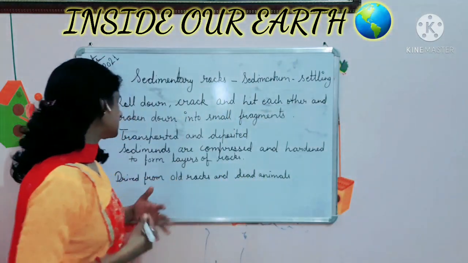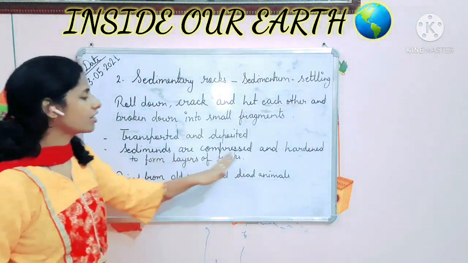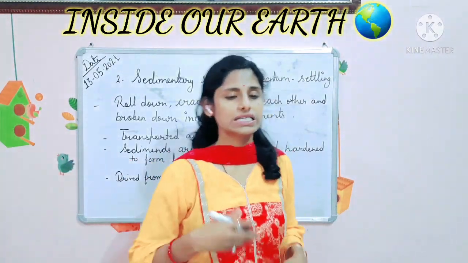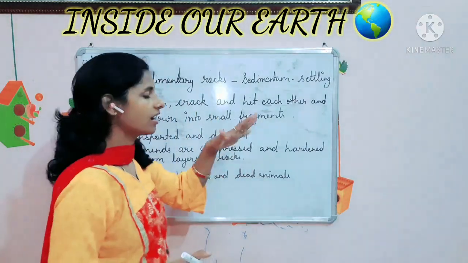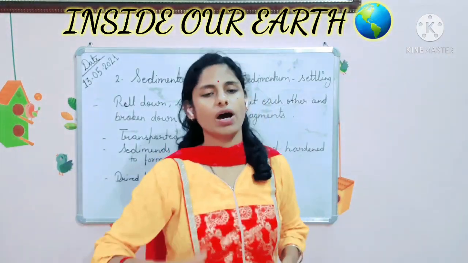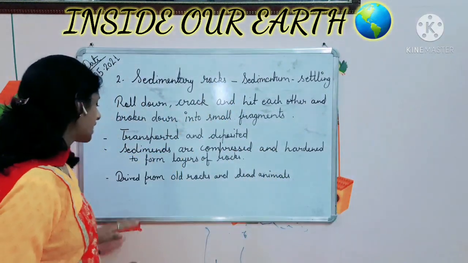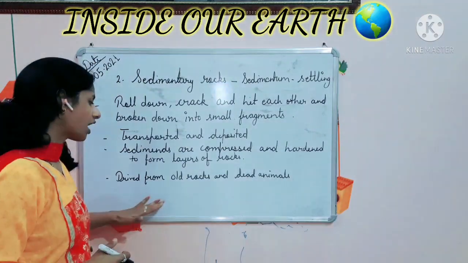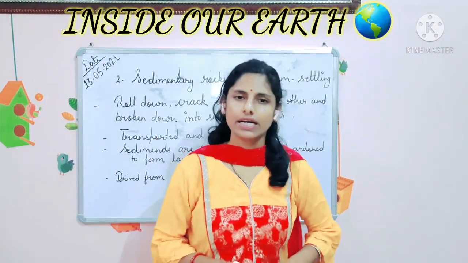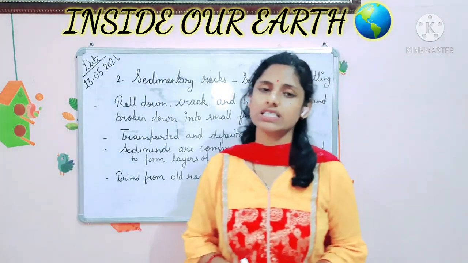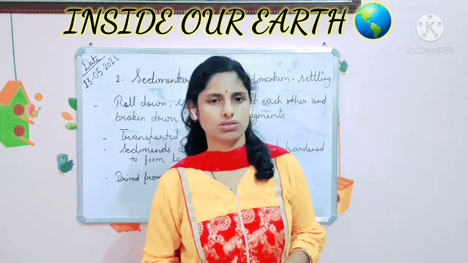Okay, then these sediments are compressed and hardened to form layers of rock. Later on these sediments are compressed, hardened and cemented one by one, and this layer is known as the sedimentary rocks. This layer is also derived from older rocks and dead animals, as the fossils of the animals. Okay, now let's discuss more about the sedimentary rock and the classification of the sedimentary rocks.